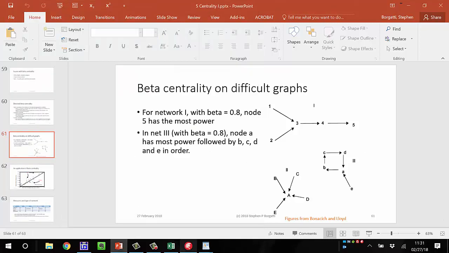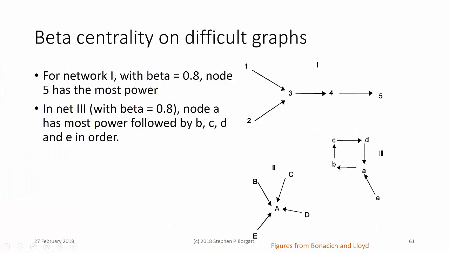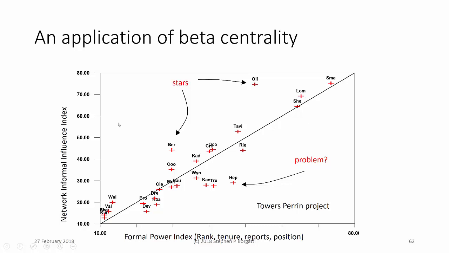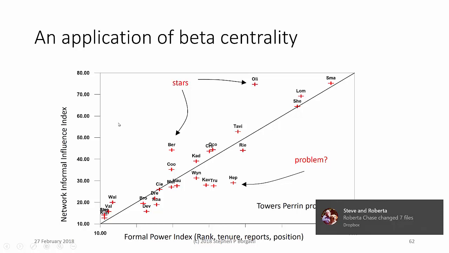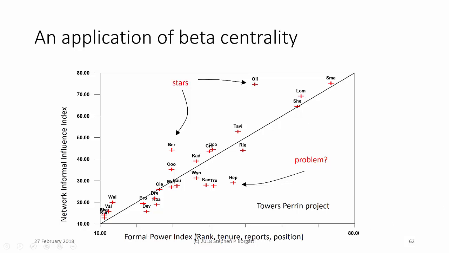Okay, so let me show you an application of beta centrality. This is from a consulting job at Towers Perrin. We had a bunch of information about each person here that referred to the formal organization. So we had their rank in the organization, the number of years they had been in the organization, the number of people who reported to them, and we had some classification of their job title that we converted into a rank order kind of thing, so that CFO was under CEO and stuff like that.